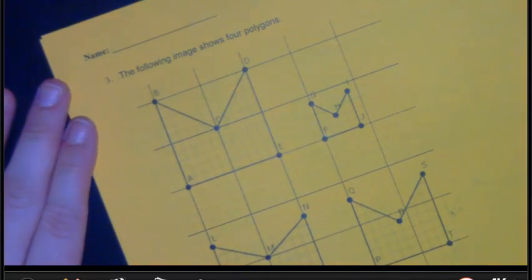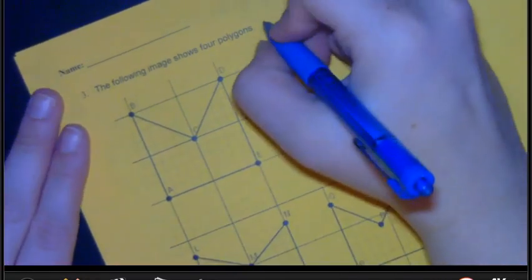All right, number 3. The following image shows 4 polygons. A polygon is known as a 4 or more sided figure. So we've got 4 different polygons shown below. I want to know which polygons are going to be similar to polygon ABCDE, and choose all that apply.